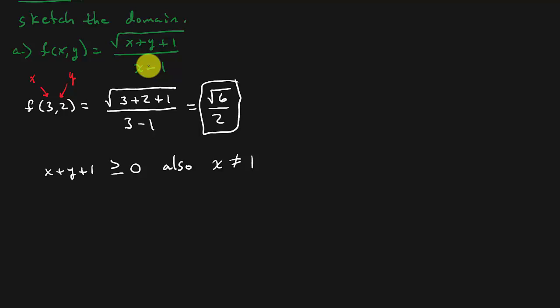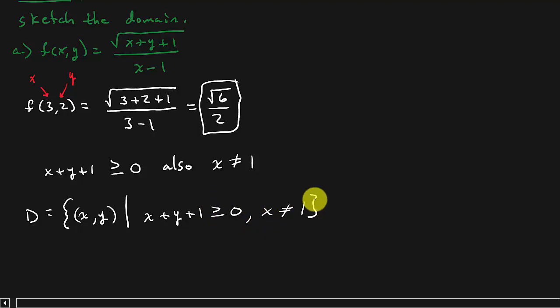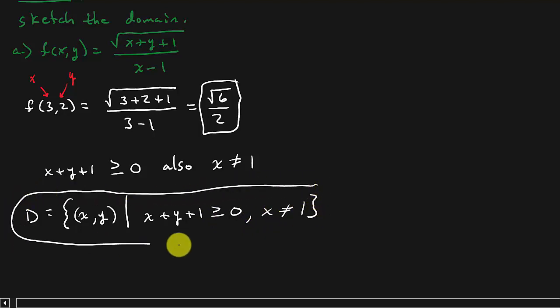All right. So what do we do now? Well, we write our domain. All right. So the domain is equal to the set of all x, y such that, well, here's our conditions. X plus y plus 1 is greater than or equal to 0, and x does not equal 1. And so there's your domain.